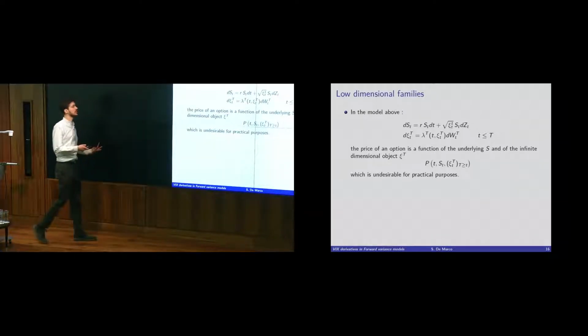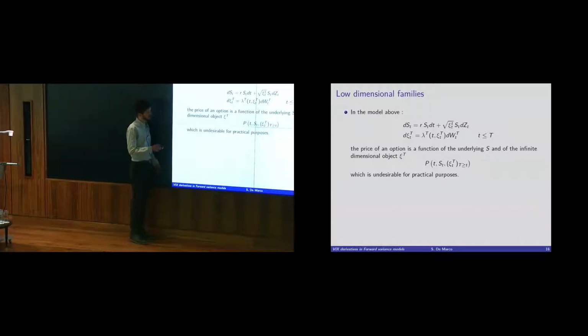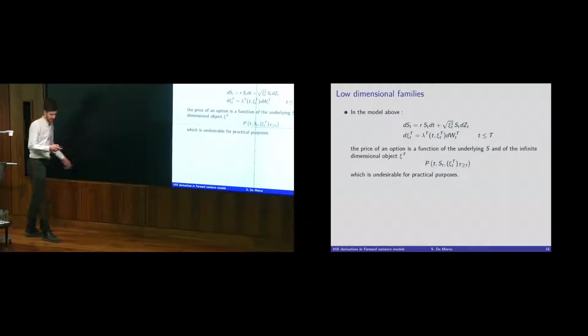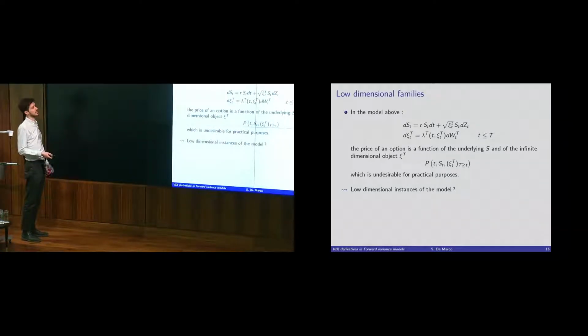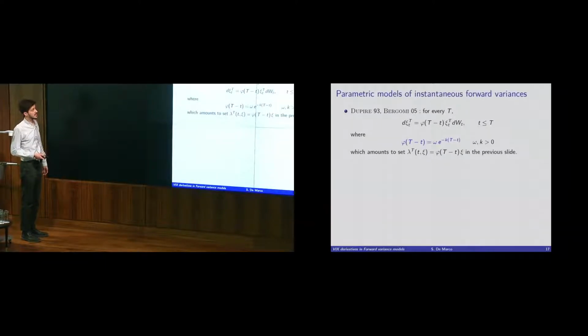So in this model, the price of an option is a function of the value of the underlying, and of this infinite dimensional object, which is the forward variance curve. This is of course undesirable for practical purposes. So the question is, are there low dimensional families that I can consider? The answer is yes.